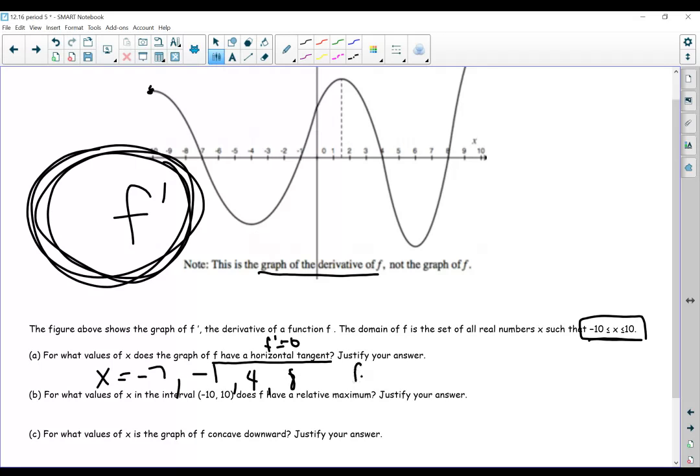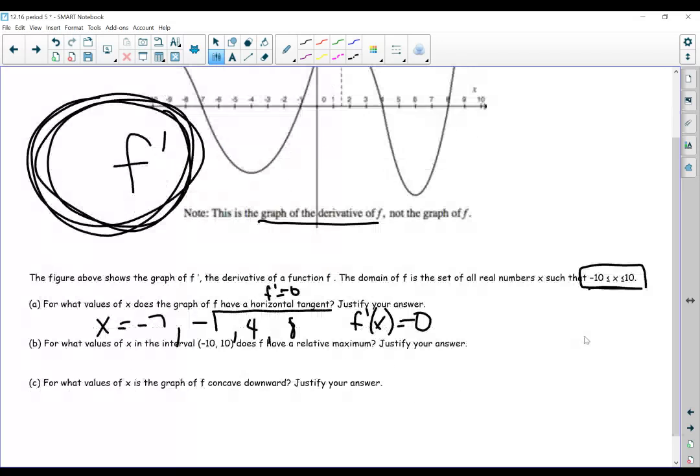And my justification: f prime of x equals 0. Notice my justification is not 17 paragraphs, okay? It's not even 17 words. It's a small phrase. For what values of x in the interval -10 to 10 does f have a relative maximum? Okay, so now I'm thinking to myself, if f has a relative maximum, what does that mean for f prime? Because that's who I'm looking at. Well, f has a relative maximum anytime f prime equals 0.